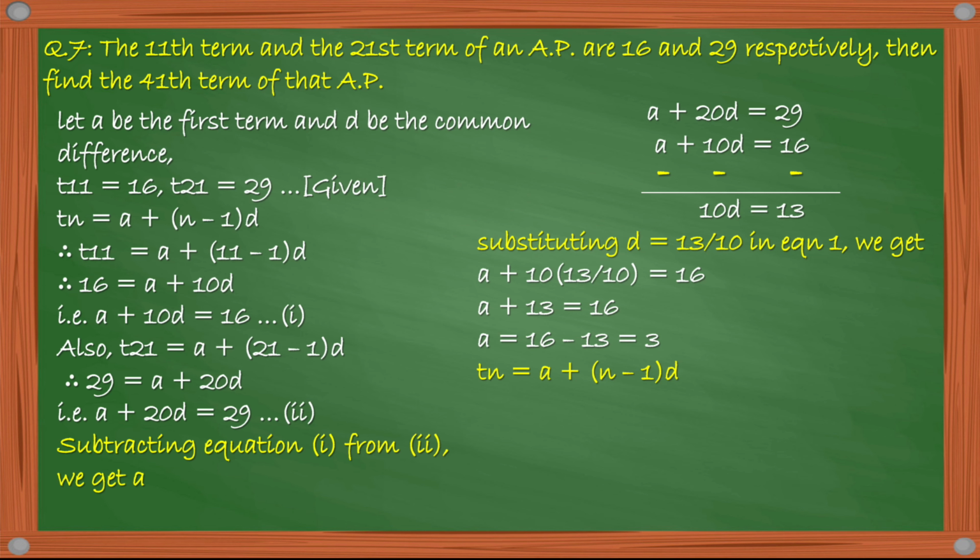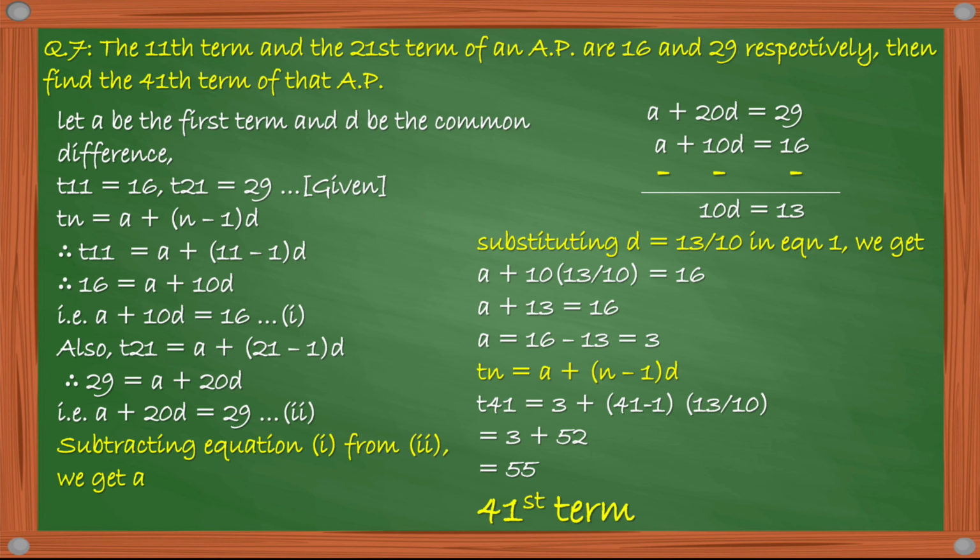Now we are going to use the formula and find the 41st term. T41 equals 3 plus 41 minus 1, and the value for D which we have taken is 13 divided by 10. So 41 minus 1 is 40. When you divide 40 upon 10, you get 4. 4 multiplied by 13 is 52. When you add 52 to 3, you get 55. So the 41st term of the AP is 55.